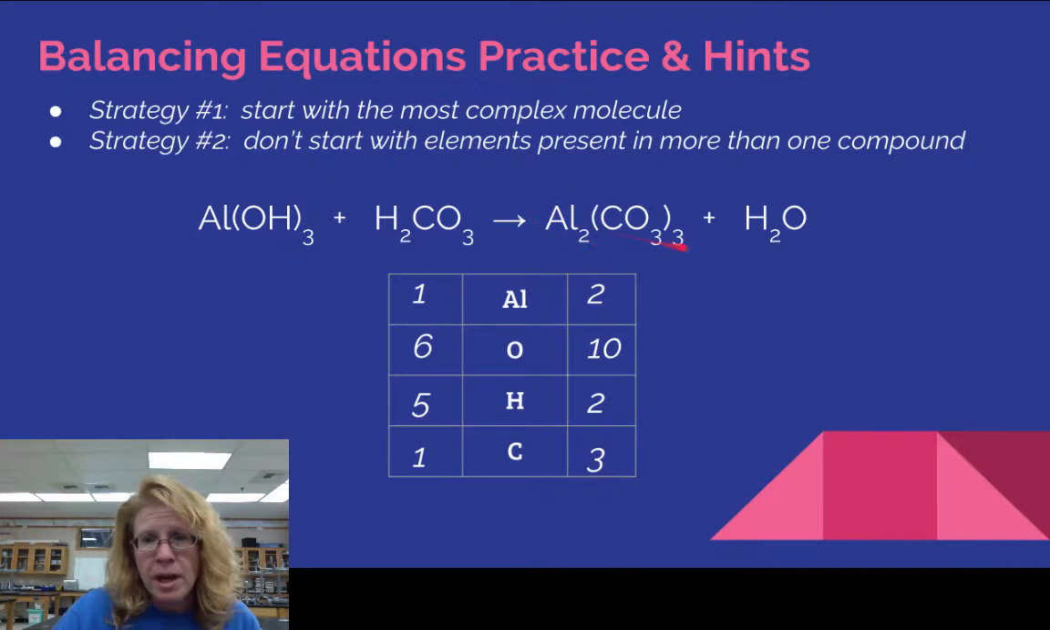2 aluminums. This 3 multiplies across what's in the parentheses. So it's 3 times 1 carbon, and you can see that down in the bottom down here. I've got 3 times 3 oxygens, which is 9, plus one more sneaky one over here, which is 10. And then I have to deal with the number of hydrogens I have, which is simply the ones in H2O.